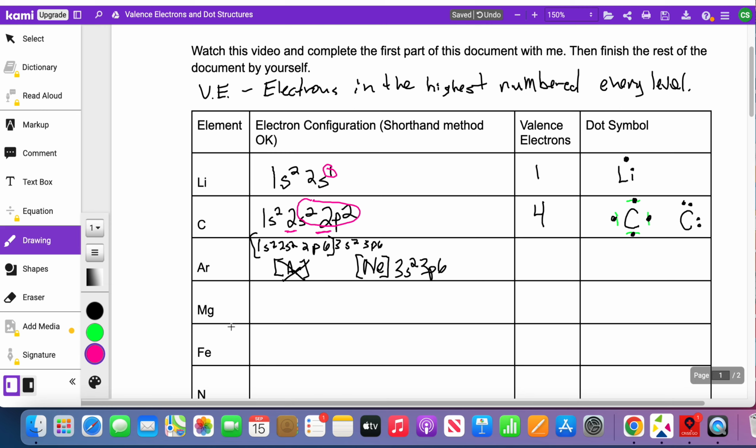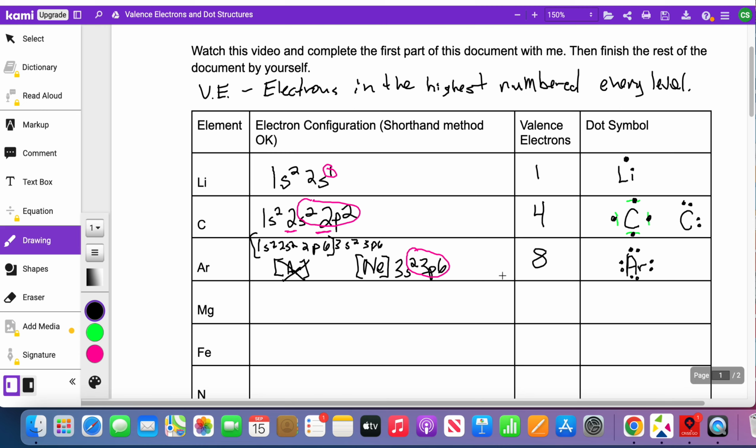Now, to find the valence electrons, you can get it from the shorthand way or the long way. But anyway, we have to find the highest numbered energy level. Well, that's 3. And if we count the total number of electrons at energy level number 3, that happens to be 6 plus 2, which is 8. So it has 8 electrons. To draw the dot symbol for argon, you can put 2 per side. You got to show a total of 8, a maximum of 2 per side.